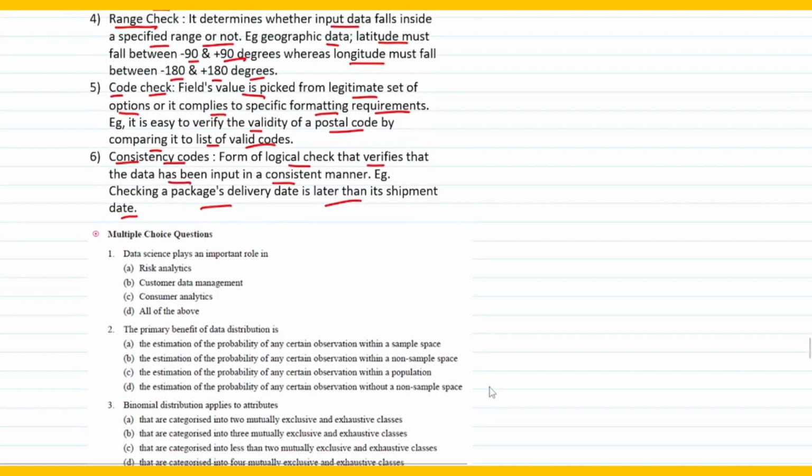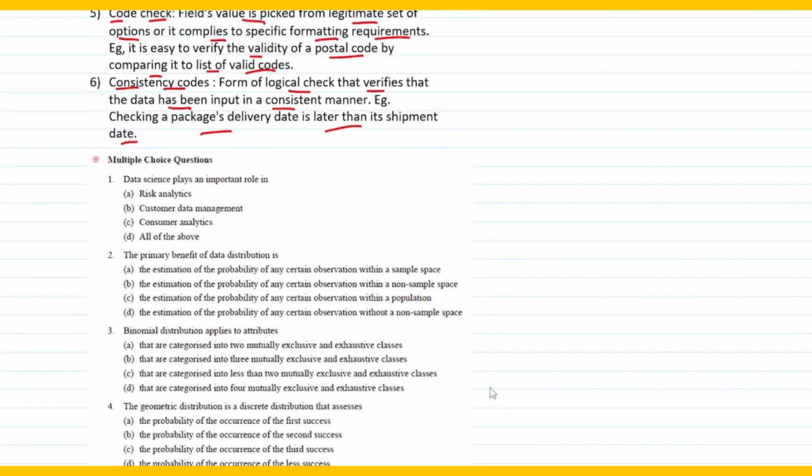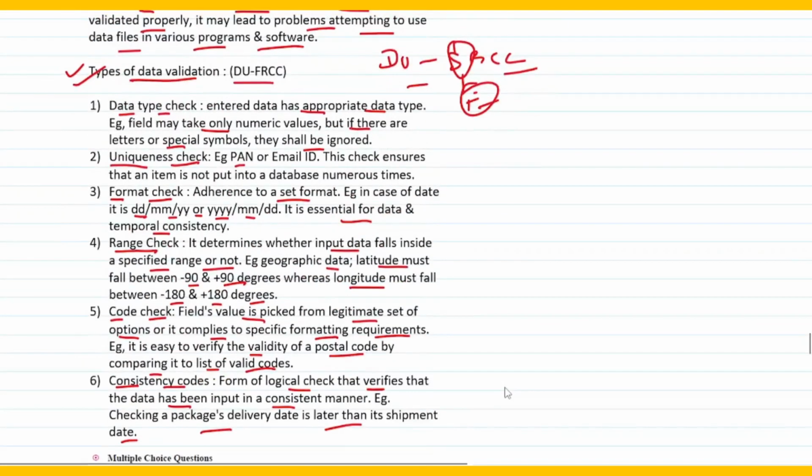You talk about the code check. Code check talks about what? For example, a postal code from the entire list of the codes that you have. Finally, you talk about the consistency check. That means it is done in a very synchronized order. For example, if it is a delivery, then the package should be shipped first, and then it should be delivered. So that's how the types of validation work.